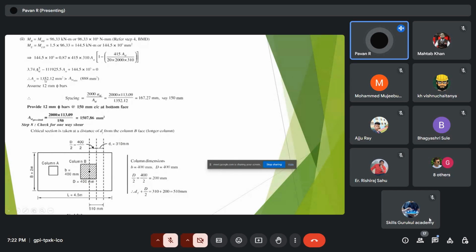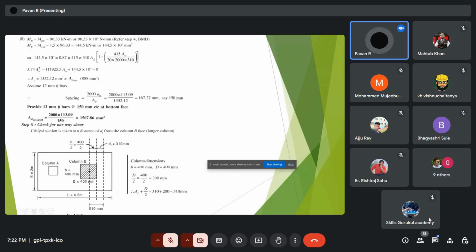AST comes out to be 1352.12 millimeter square, which is greater than the minimum AST. So we should provide the AST according to this. So we can use the 12 mm bars at 150 mm center to center at the bottom face of the footing, and this works to be okay. This is AST provided, which is to be greater than the AST required. That's all. And we should check for the one-way shear.